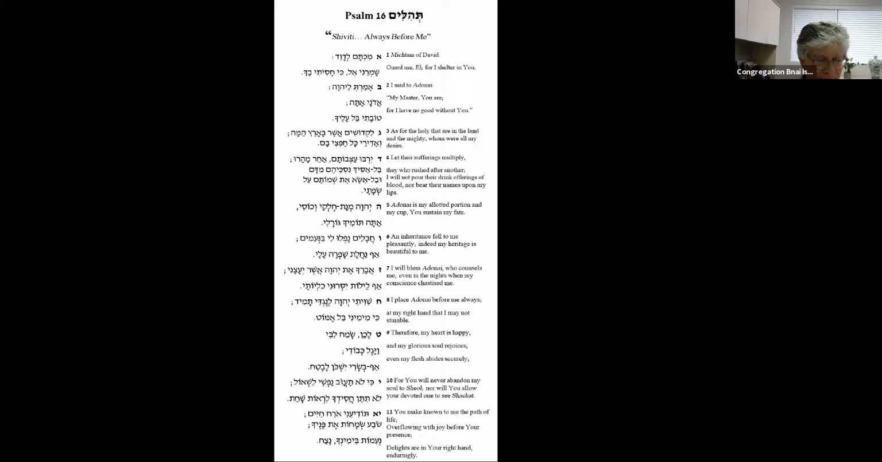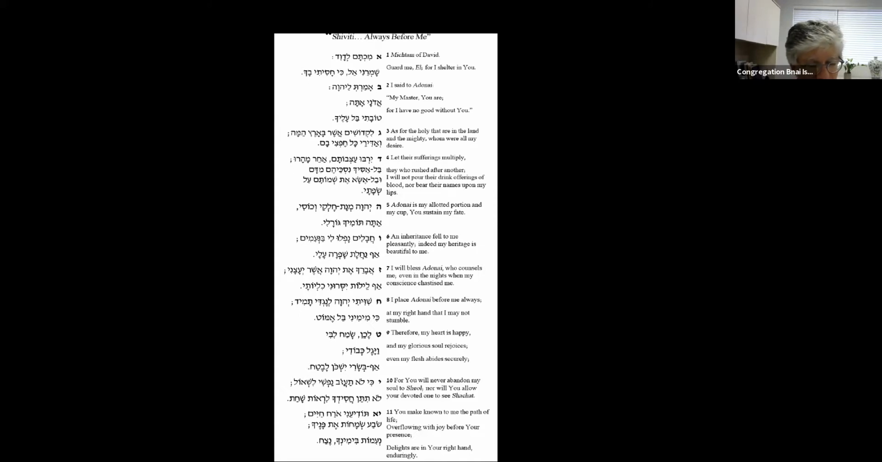Psalm 16 reads as follows. Michtam of David, guard me, El, for I shelter in you. I said to Adonai, my master you are, for I have no good without you. As for the holy that are in the land and the mighty, whom are all my desire, let their sufferings multiply, they who rushed after another. I will not pour their drink offerings of blood, nor bear their names upon my lips.